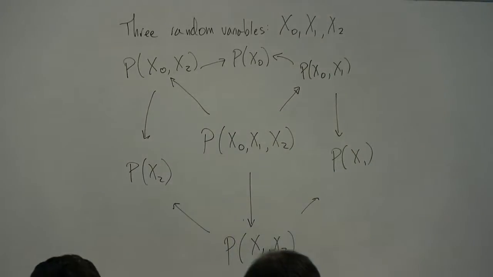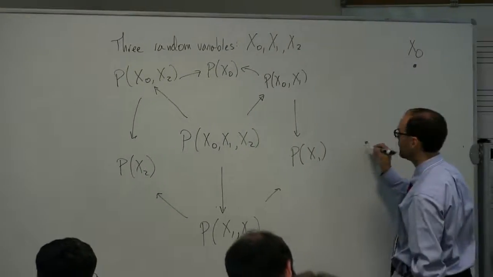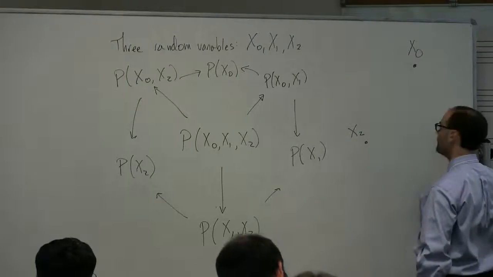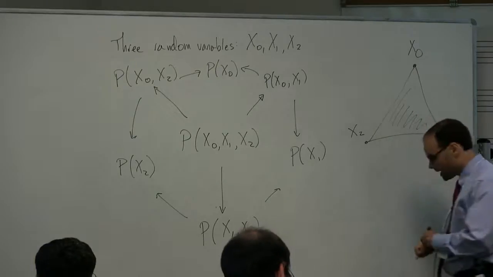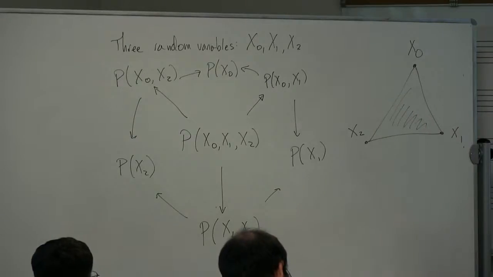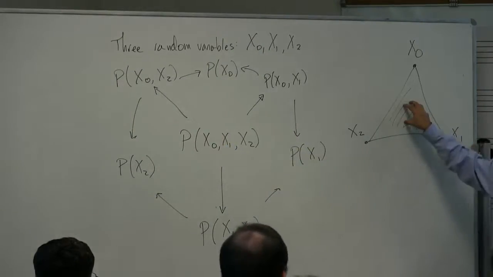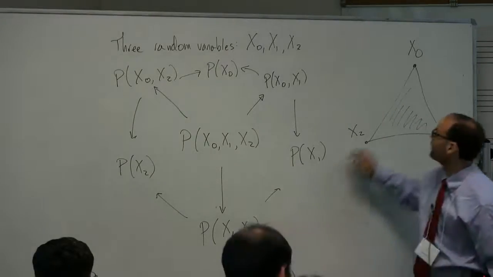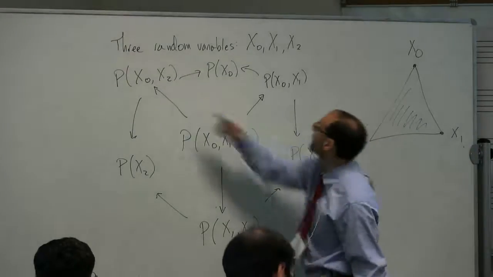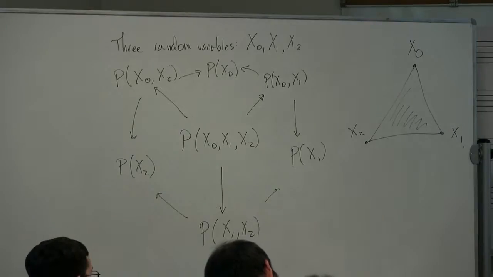When you look at this diagram, you realize this is the attachment diagram of a complete 2-simplex. There's 0, I'll label it with the random variable in question, x2, x1. And this probability distribution of all 3 joint random variables, that's this filled in 2-simplex. This edge, the x1, x2 edge, that's right here. The x2, x0 edge, that's here. The x0, x1 edge, that's here. So this is a co-sheaf on this abstract simplicial complex.